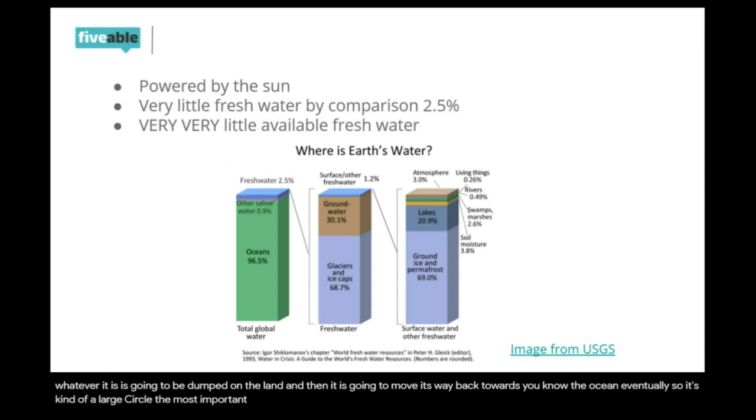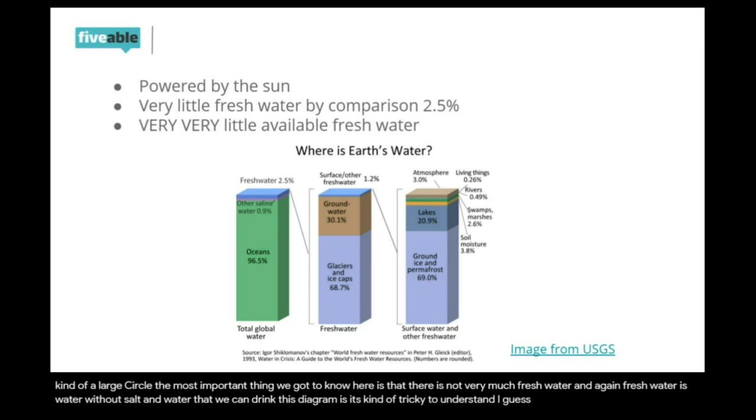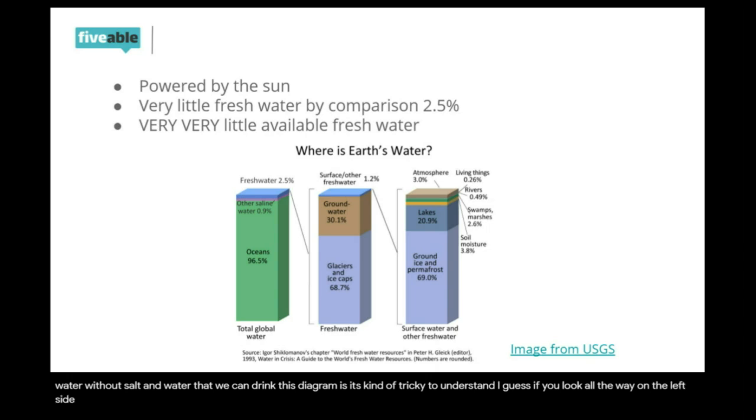The most important thing we've got to know here is that there is not very much fresh water. And again, fresh water is water without salt and water that we can drink. This diagram is kind of tricky to understand, I guess. So if you look all the way on the left, the one that says oceans, just ignore the other two for now. That is all the water on the earth.